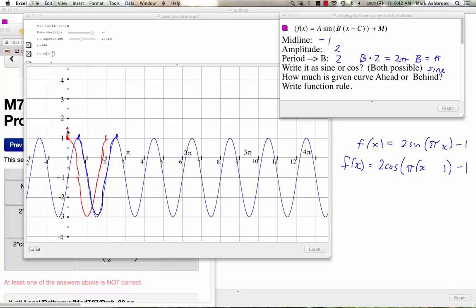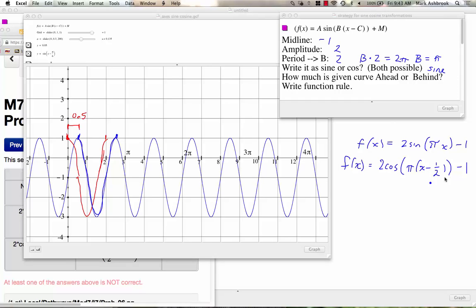0.5. So this right here, our graph starts 0.5 later. So if it's later, we're going to do x what? Minus 1/2. There they are. Okay, I could check them. I could put these in and see if it lands right on top of it, and it will.